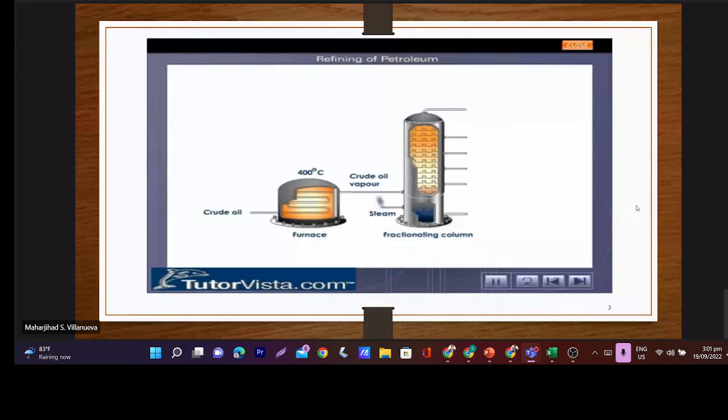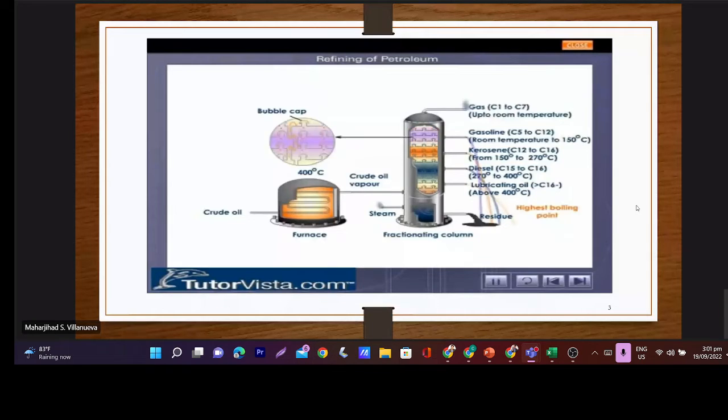Due to this, the vapors of the higher boiling fractions of petroleum condense first in the lower part of the tower, but the vapors of the low boiling fractions rise up into the tower and condense later. In this way, the fraction of petroleum having the highest boiling range is collected in the lowest part of the fractionating tower. The fraction having the lowest boiling range is collected in the topmost part of the tower. The various fractions that are obtained by distillation of crude petroleum are tabulated here.